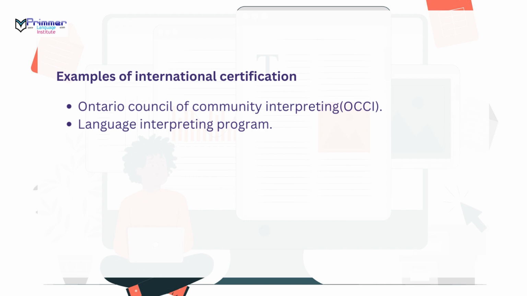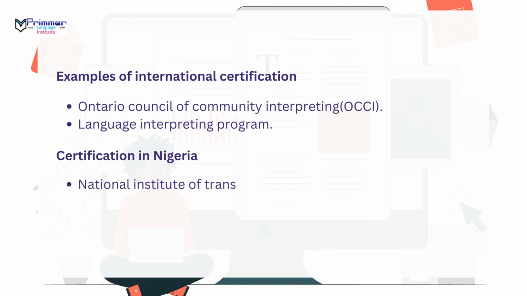We even have the one in Nigeria, which is the National Institute of Translators and Interpreters. You can sign up, write their exam, and pay your quarterly dues or your annual dues to the association and be an interpreter. The only downside is that they might not recommend you for jobs. You just go around marketing yourself, unlike some other associations in other countries.